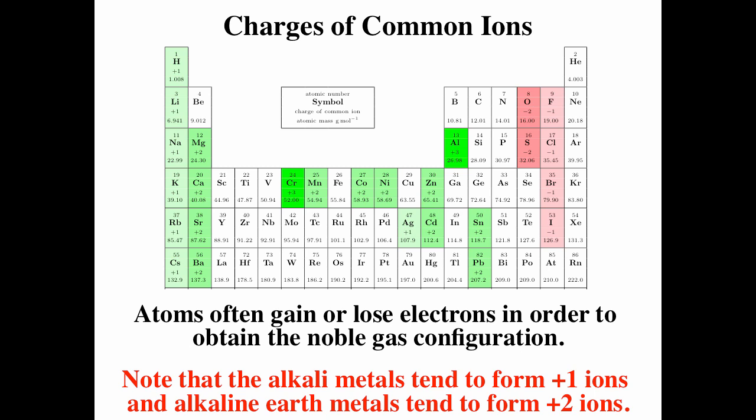So, charges of common ions: the alkali metals, +1, because if they lose 1 electron, then they get noble gas configuration. The alkaline earth metals typically form +2 ions because if they lose 2, they get noble gas configuration. The halogens, if they gain 1 electron, then they get noble gas configuration. And oxygen and sulfur, if they gain 2, then they get noble gas configuration. In general, atoms want to gain, lose, or share electrons to get noble gas configuration. Again, that's referred to as the octet rule.